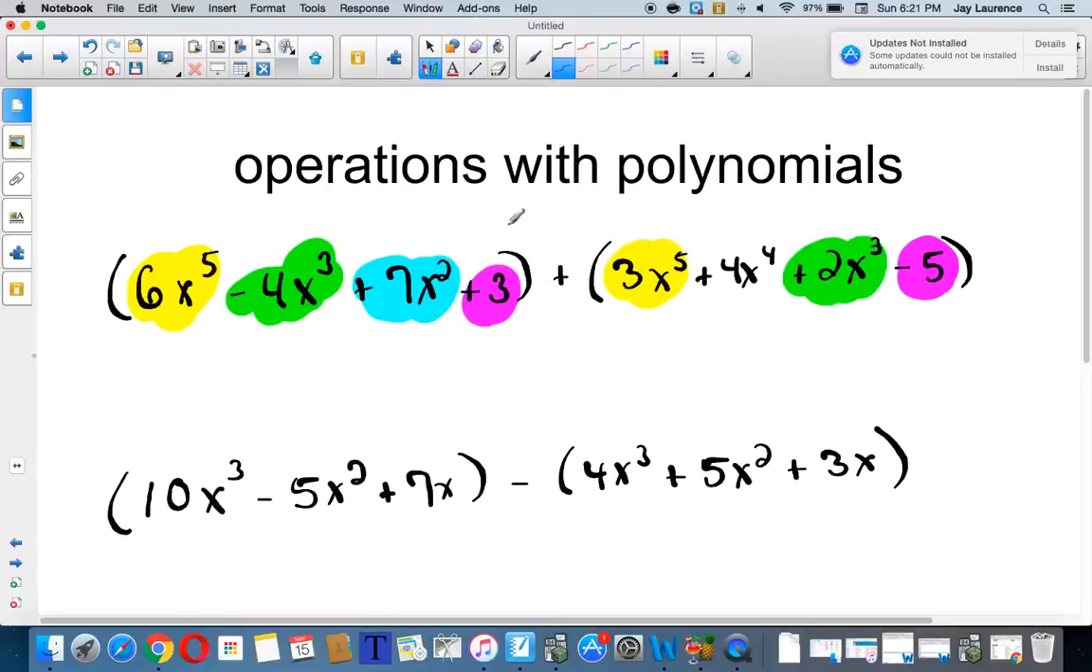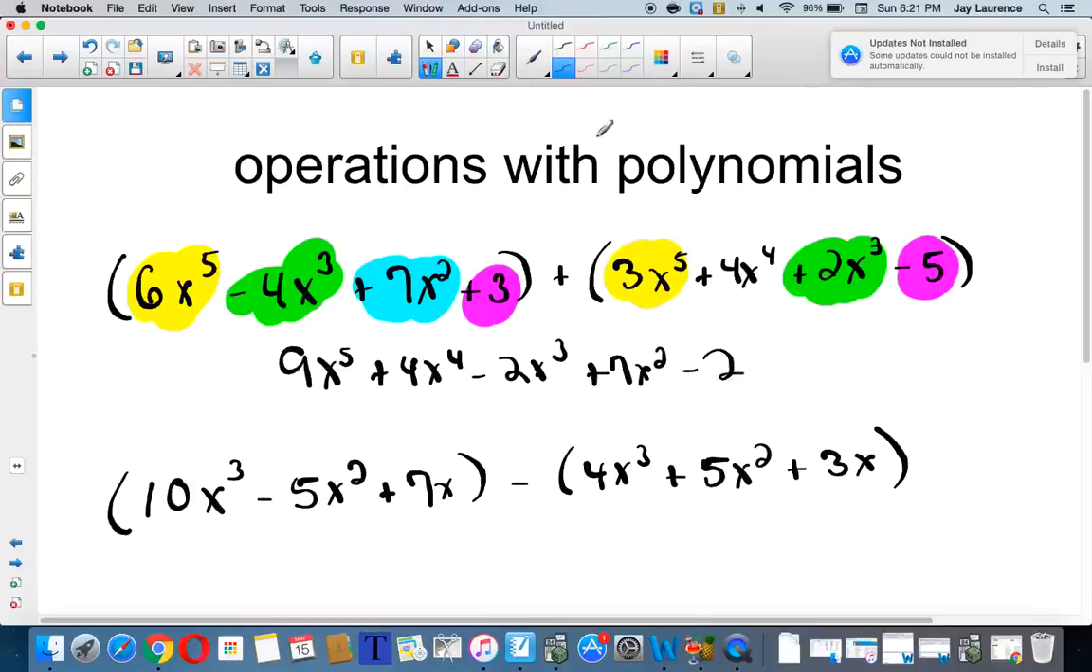All right, the yellows combined would give me 9x to the 5th. The greens combined, oh, I want to go in descending order, 4x to the 4th. And then my x cubes, I think I'll get a negative 2x cubed. All right, there's only one blue term, so I don't have to combine it with anything. It just comes along for the ride. And then finally, my constants gets me a negative 2, and there you go.